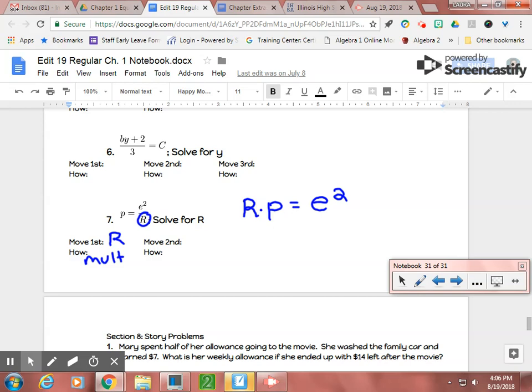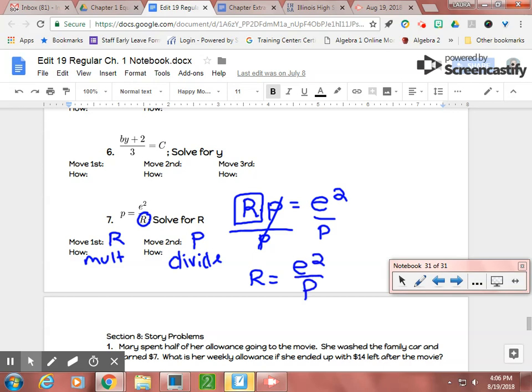So now this is a little bit easier because we're still just trying to get the r by itself. So it's r times p. Well, we need to move the p now. So it's r times p, so we want to divide it to the other side. If you divide by p, that's going to give you that r equals e squared over p, and r is by itself now.